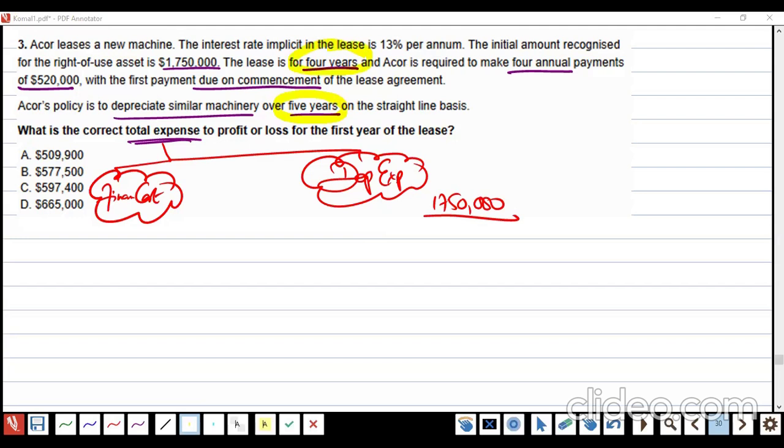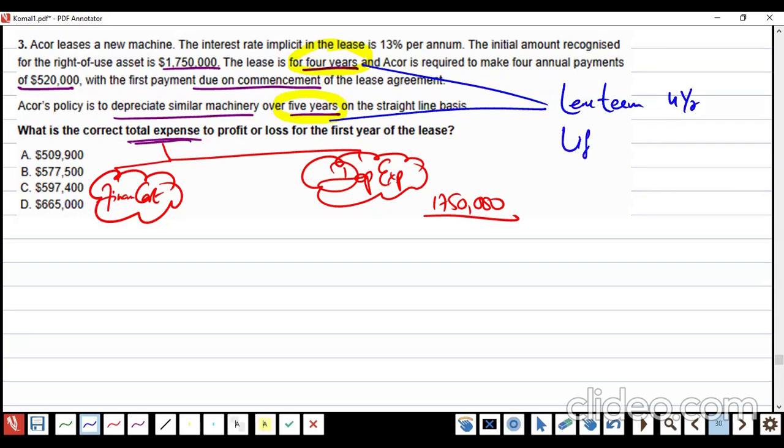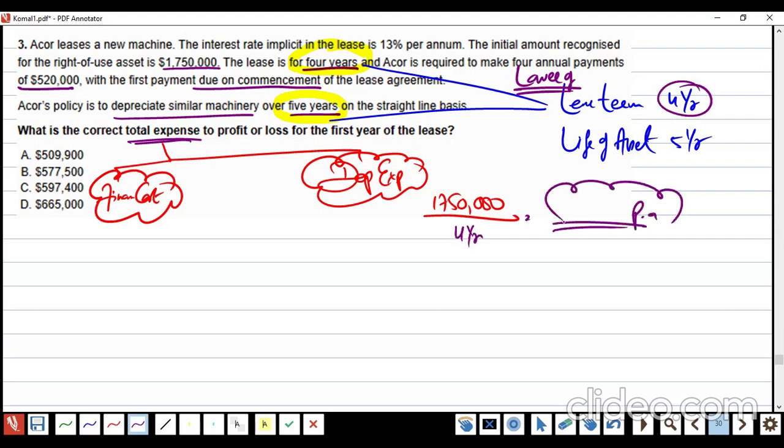What to do now? We are stuck here. Lease term is 4 years. Life of asset, 5 years. What to do? The answer is you will take the lower of the two, which is 4 years. So the depreciation per annum is going to be 437,500.